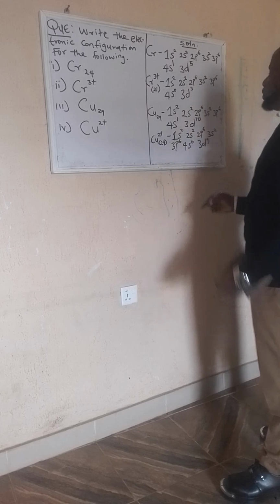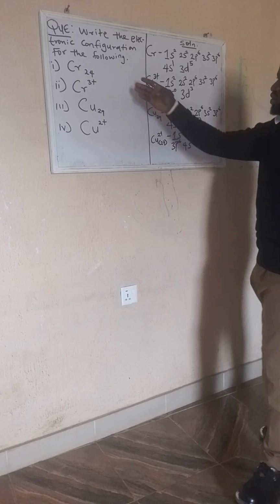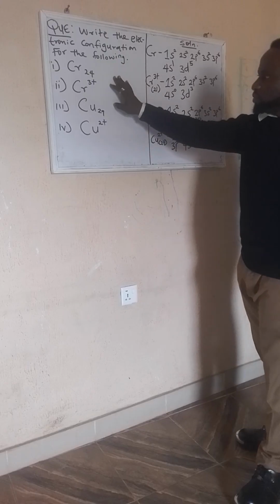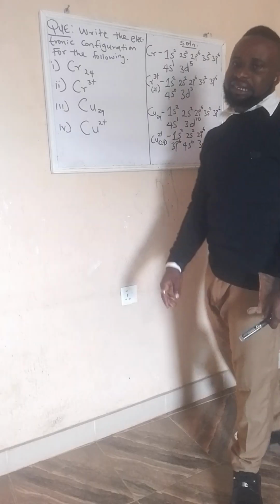This is for Cu2+. I believe you got the understanding on how to write the configuration for chromium and its ion, copper and its ion. See you in the next class.